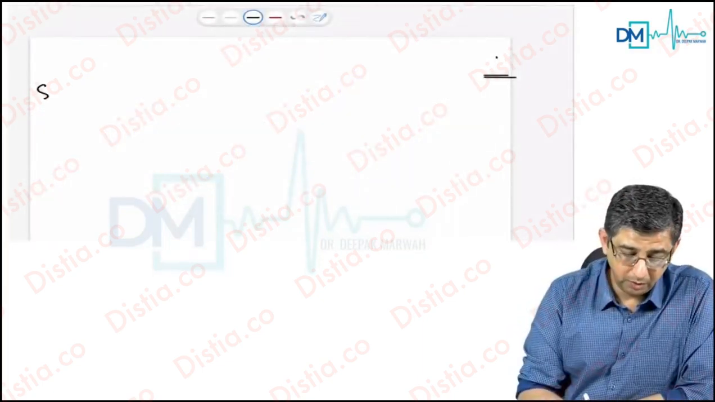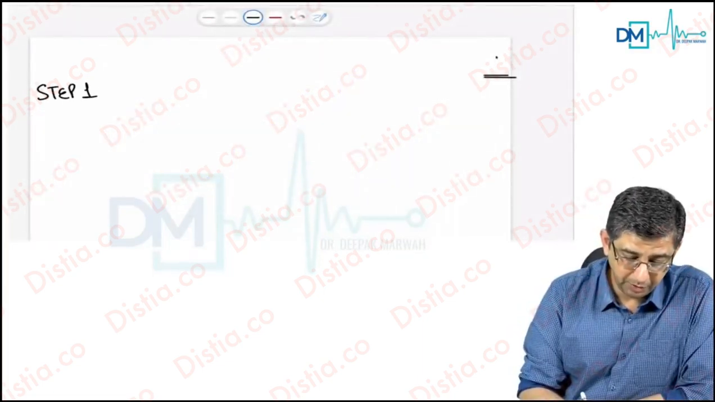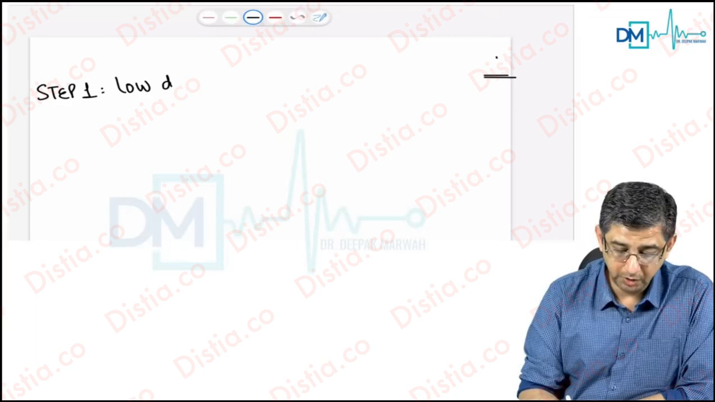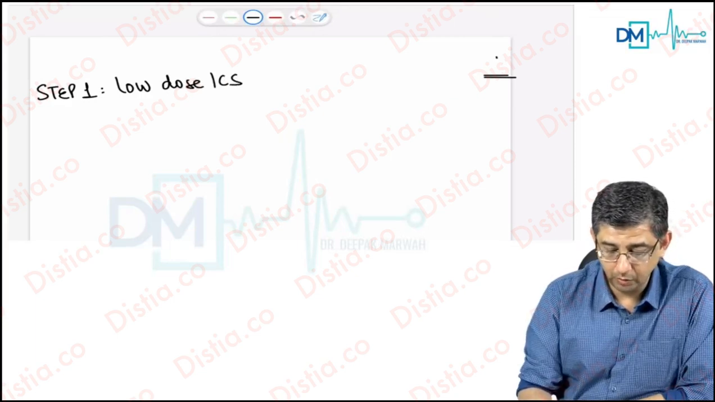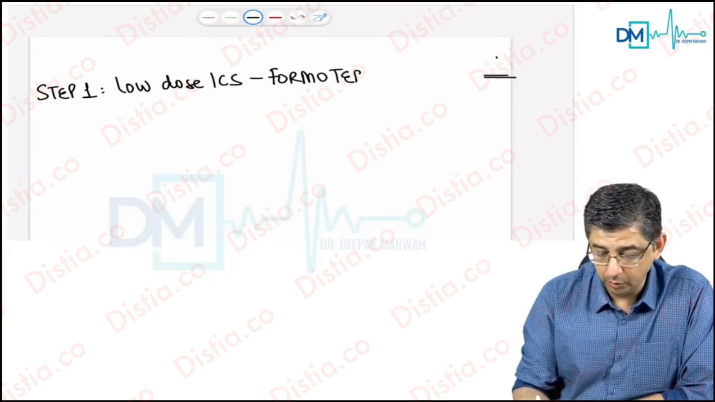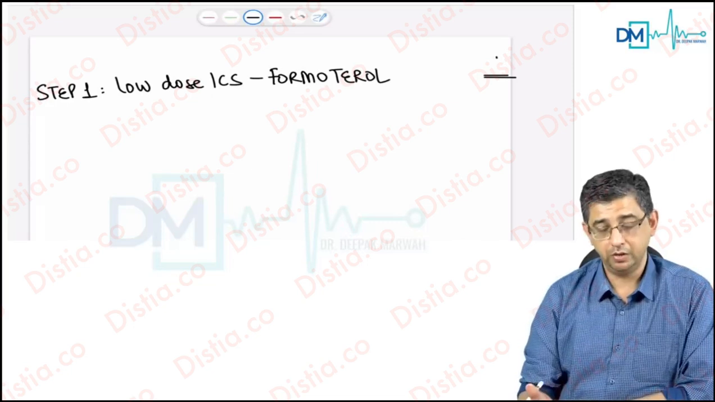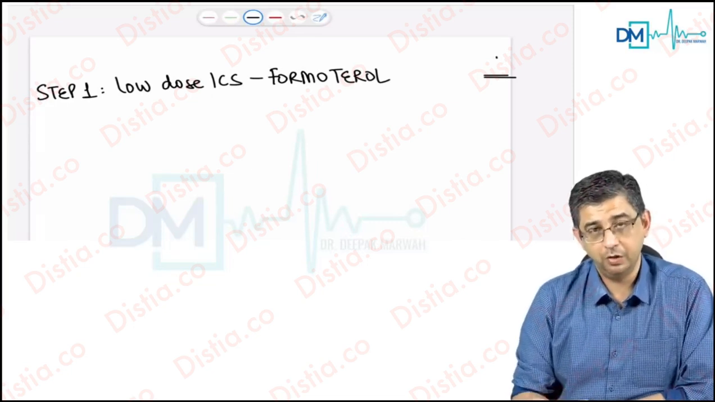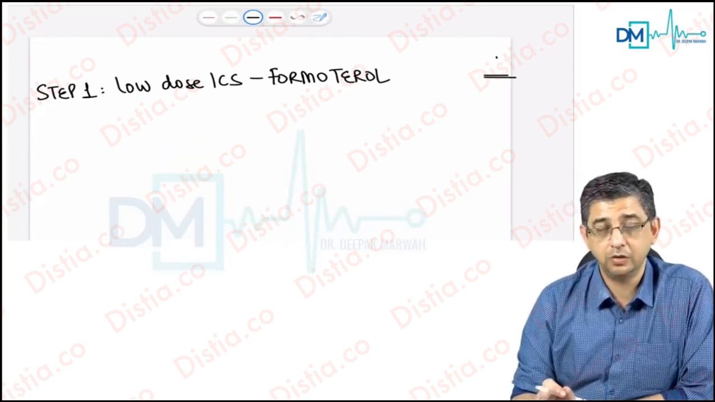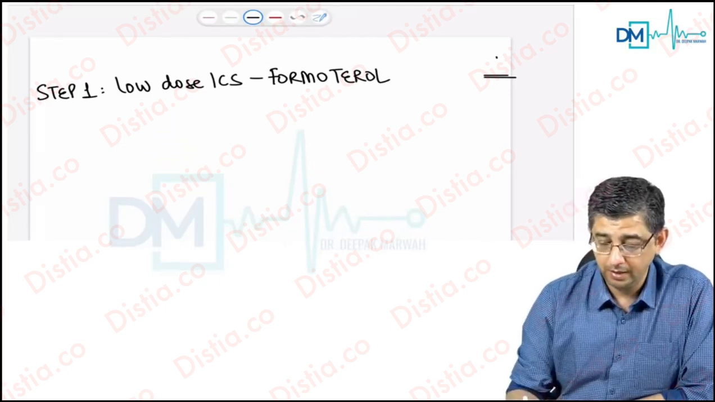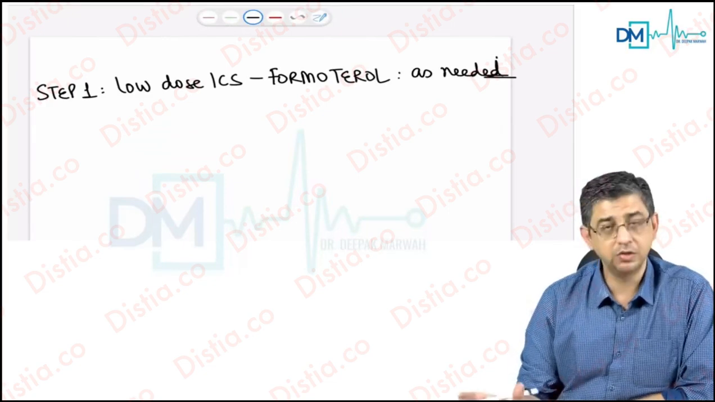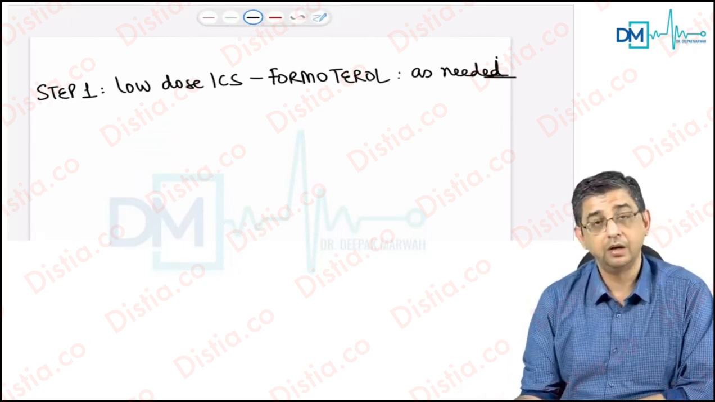What I mean by step 1 is treatment of a patient of intermittent asthma, where I will prescribe low dose inhaled corticosteroids with formoterol. Please remember that low dose inhaled corticosteroid would be budesonide most of the time. You will always ask your patients to rinse their mouth with water after usage of steroids to minimize the risk of oropharyngeal candidiasis. This would be as needed, like he's having attacks once a week, so okay, fine, whenever you have the attack, take it.